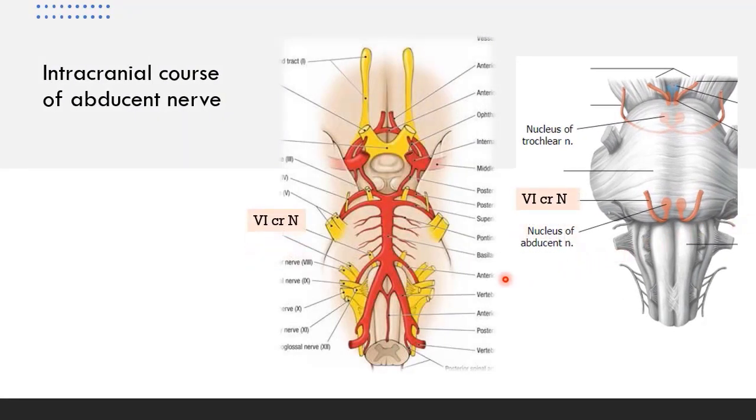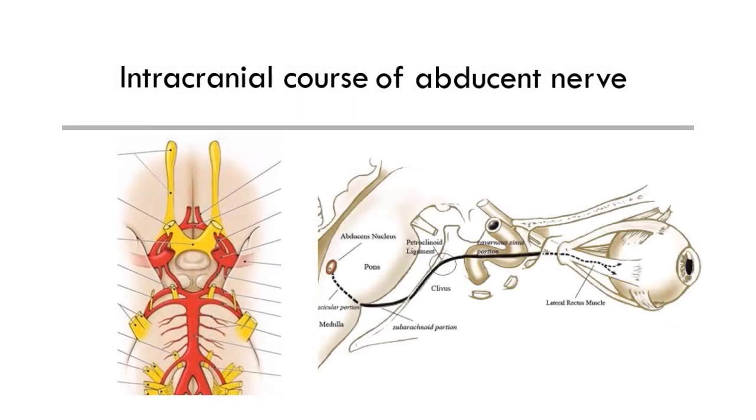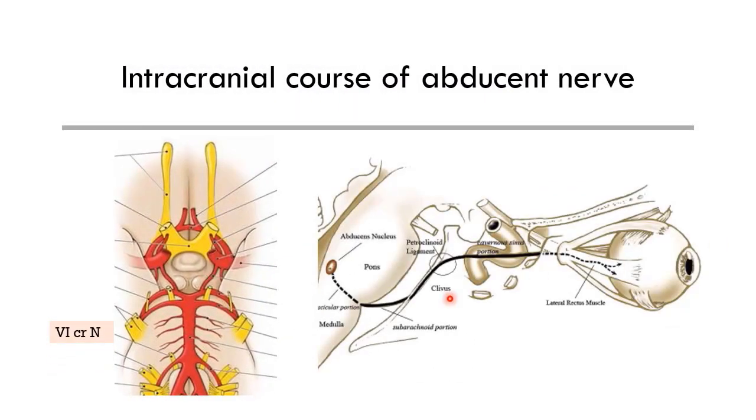This picture shows the relation of abducent nerve. The related artery is anterior inferior cerebellar artery, branch of basilar artery. Abducent nerve ascends up towards the cavernous sinus. This picture shows its course. It's coming out here at the junction of medulla and pons, ascending up on either side of the clivus.